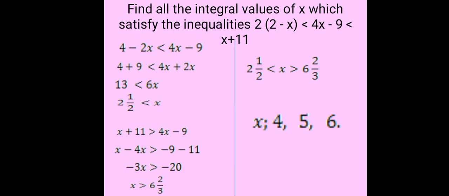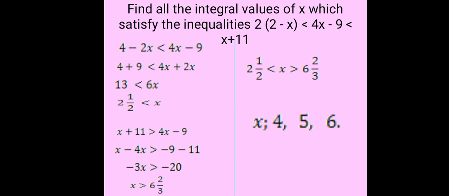Linear inequalities. Find all the integral values of x which satisfy the inequalities 2 into 2 minus x is greater than 4, is less than 4x minus 9, which is less than 4x plus 11.